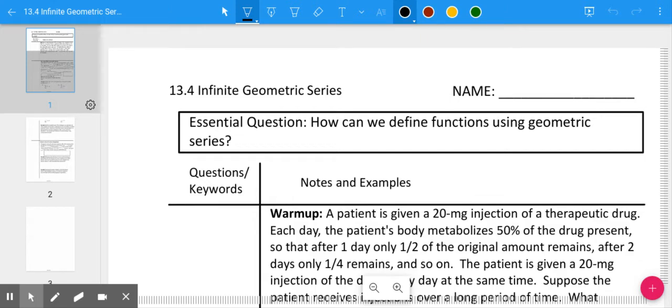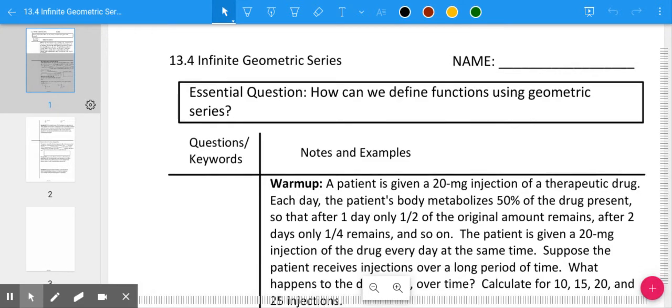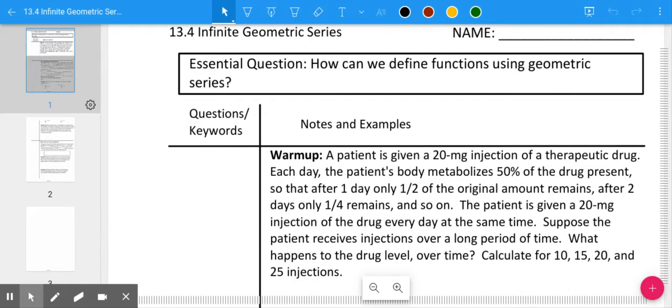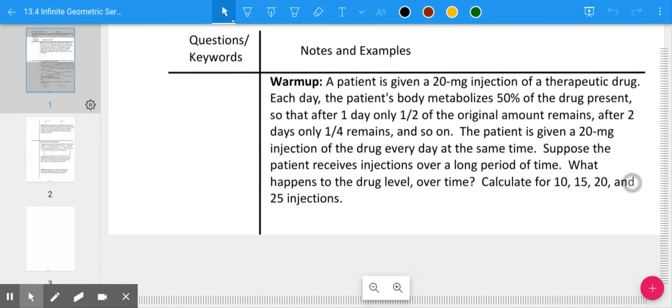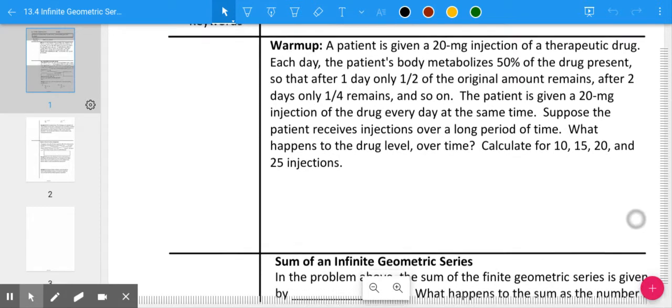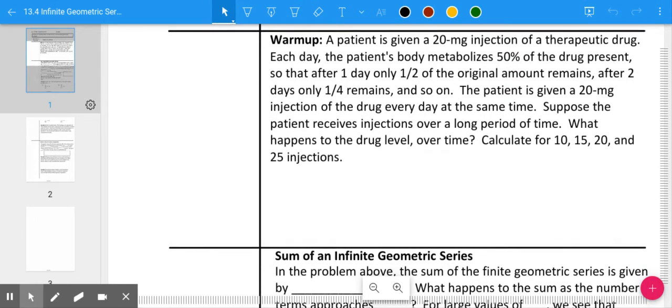In this video, we are taking a look at the very last set of notes for this trimester, which is on 13.4 Infinite Geometric Series. And the first problem you have is a warm-up, and it's a review of the problem we did in the last class. Same problem. We have a patient given the 20 milligram injection, and every day we metabolize half of that away and we get another injection.